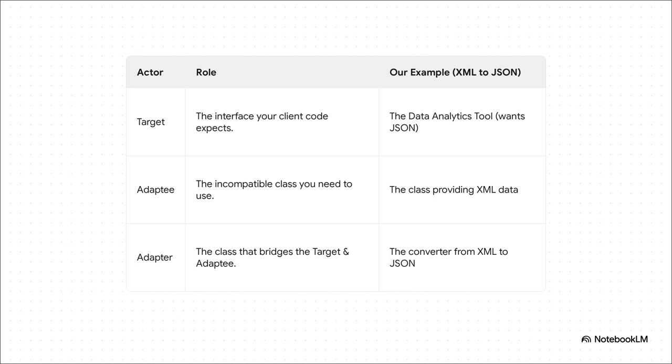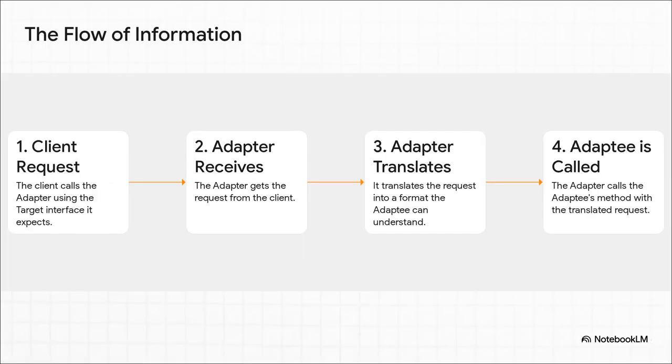Then you've got the adaptee. This is the object you have, but it's got the wrong plug, the wrong interface. That's our class that's giving us XML data. And finally, the star of the show, the adapter. This is the translator, the bridge, the class that makes the other two play nice together. And the way they all interact?